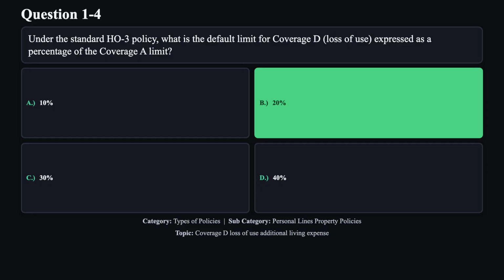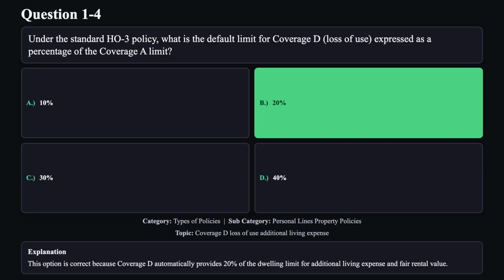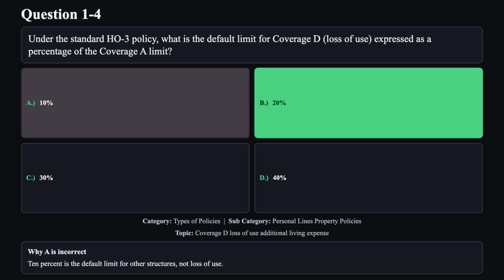The correct answer is B. This option is correct because coverage D automatically provides 20% of the dwelling limit for additional living expense and fair rental value. Reason A is not correct. 10% is the default limit for other structures, not loss of use.